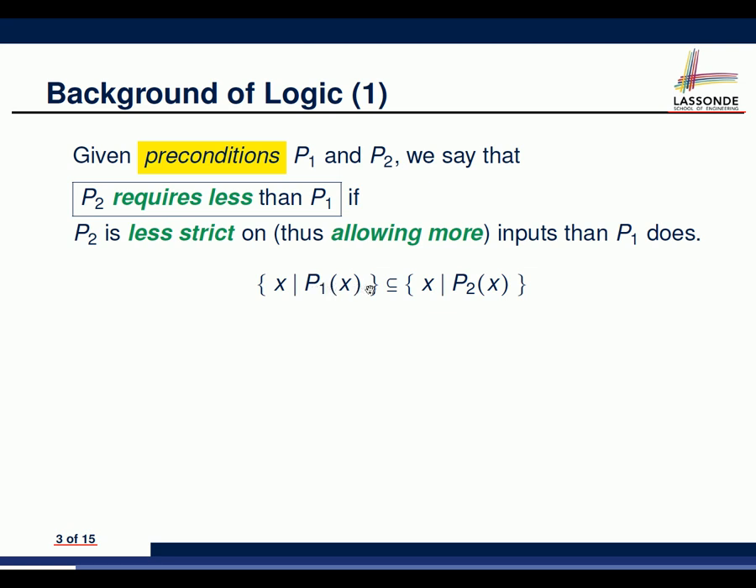And it's going to be included in another set, which is defined by P2. Since we know P2 is more tolerant, it's requiring less, so that means potentially this set should be at least as big as the one for P1. Guys, make sense? Okay.